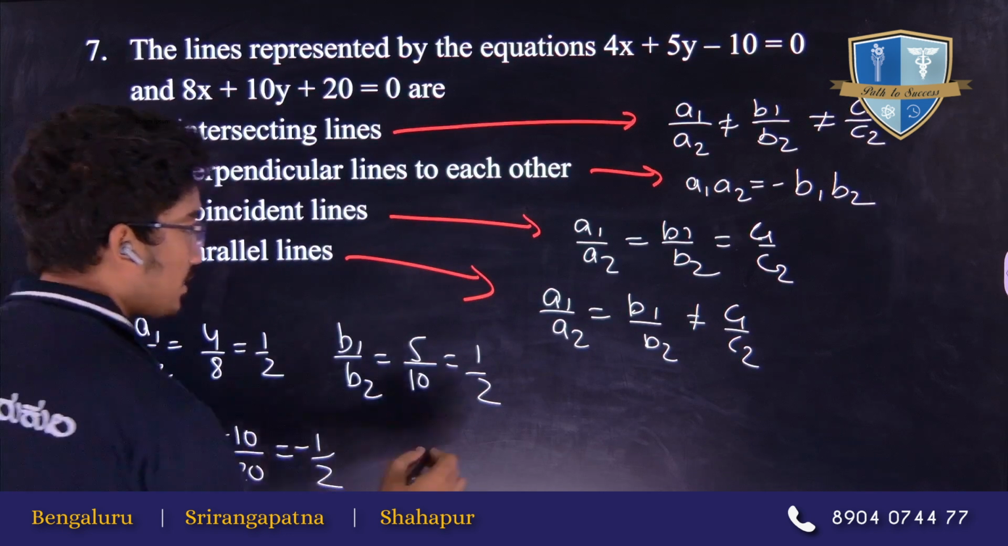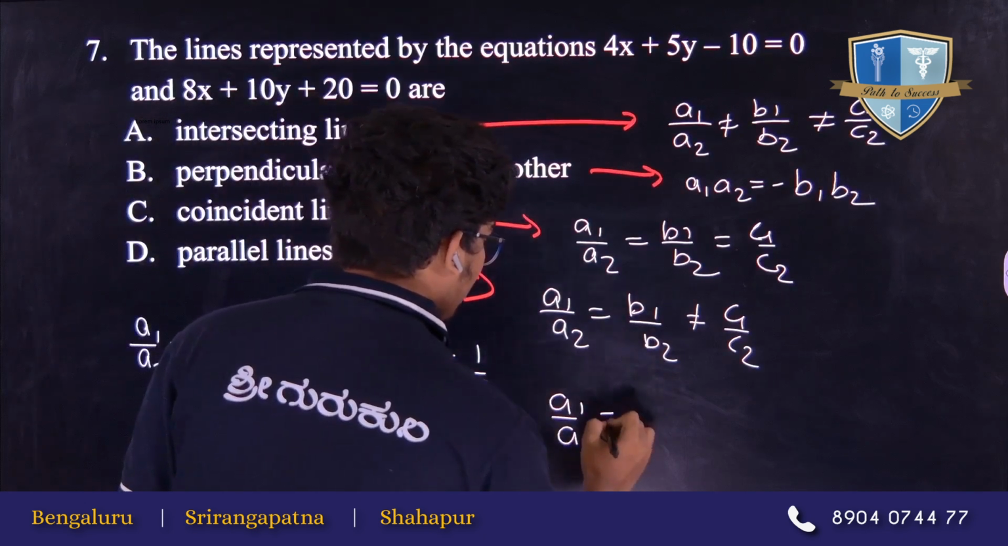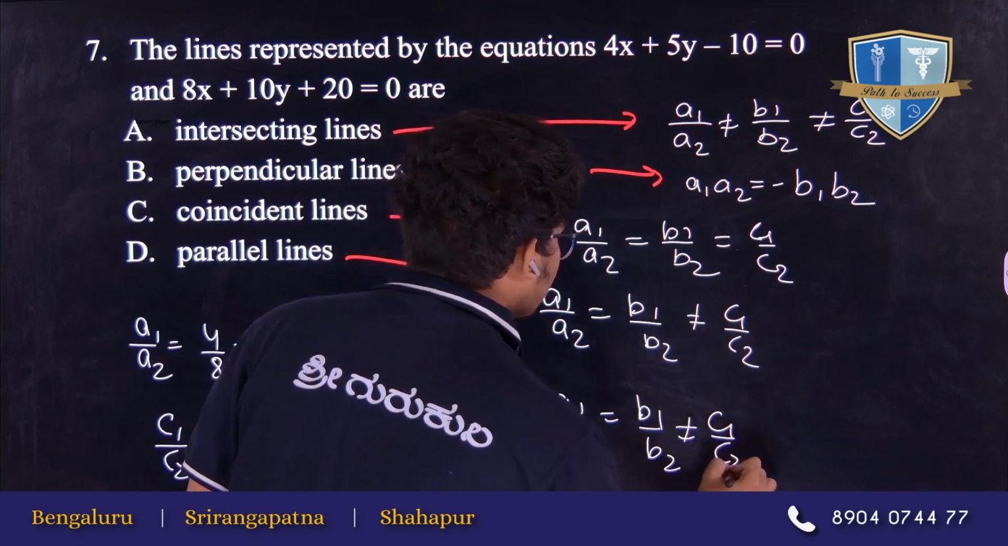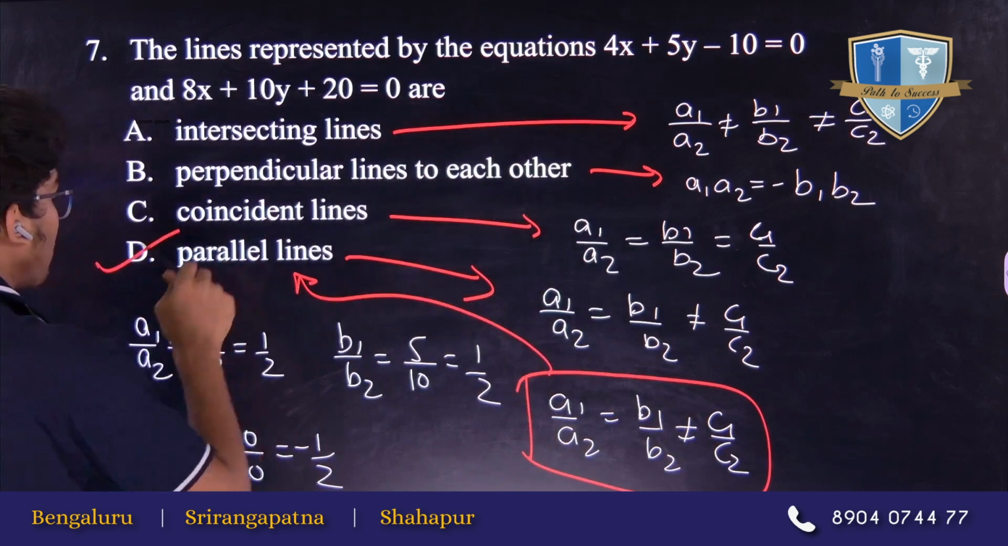So from this we can find that a1/a2 is equal to b1/b2, but it is not equal to c1/c2. So the correct option will be, they are parallel lines. Correct option will be D option.